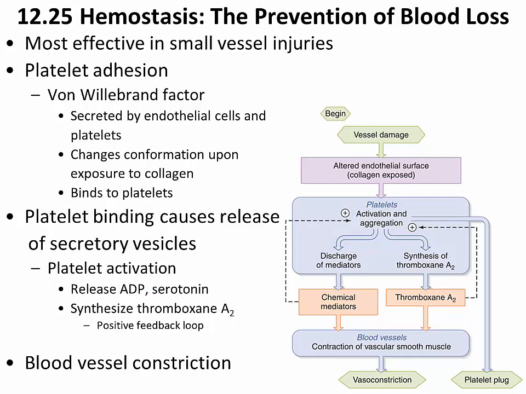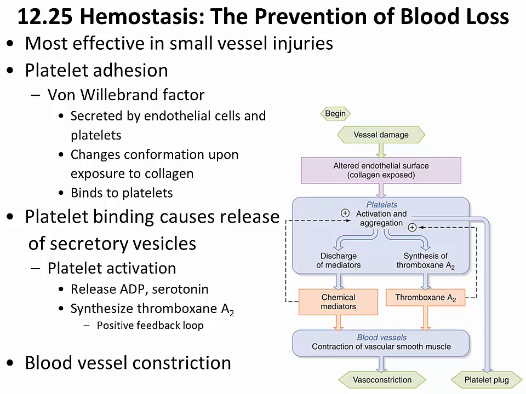We now, in section 1225, begin a more extended discussion of the prevention of blood loss, which is known as hemostasis. Hemostasis is most effective in small vessel injuries and in injuries that occur in veins. It's not sufficient to stop the bleeding in most of the arteries found in the body, but we do notice that two things happen in the case of hemostasis to prevent blood loss.